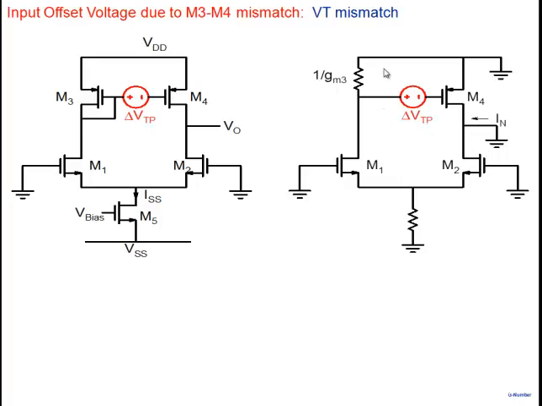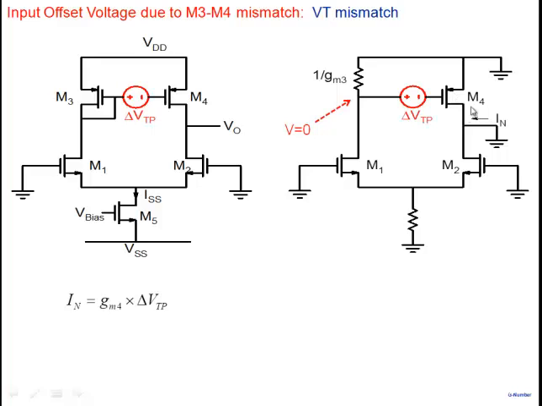Now, the approximation that I make is, note that this is delta VTP. This point is connected through 1 by GM to ground. 1 by GM can be considered very small, so its effect is as if this is connected to ground. So what is the net gate to source voltage? Delta VTP. And how much current should flow? Can I say IN will be equal to GM4 times delta VTP?